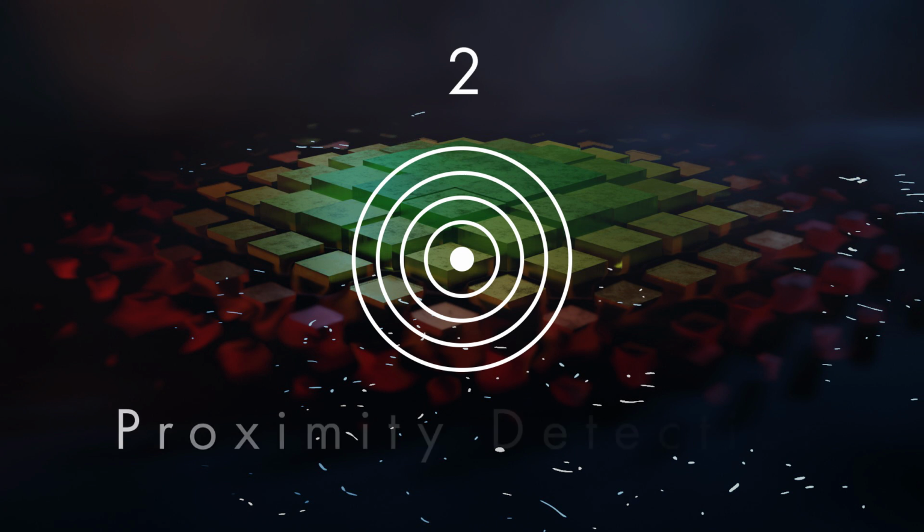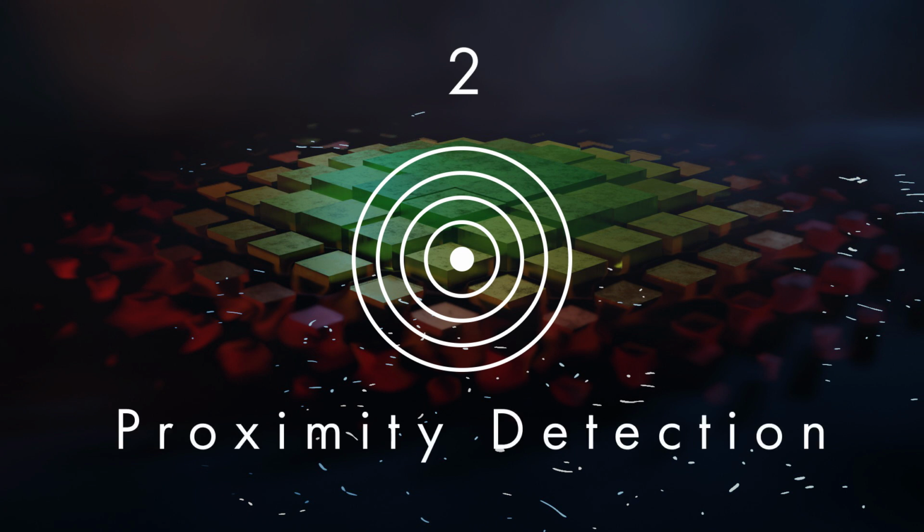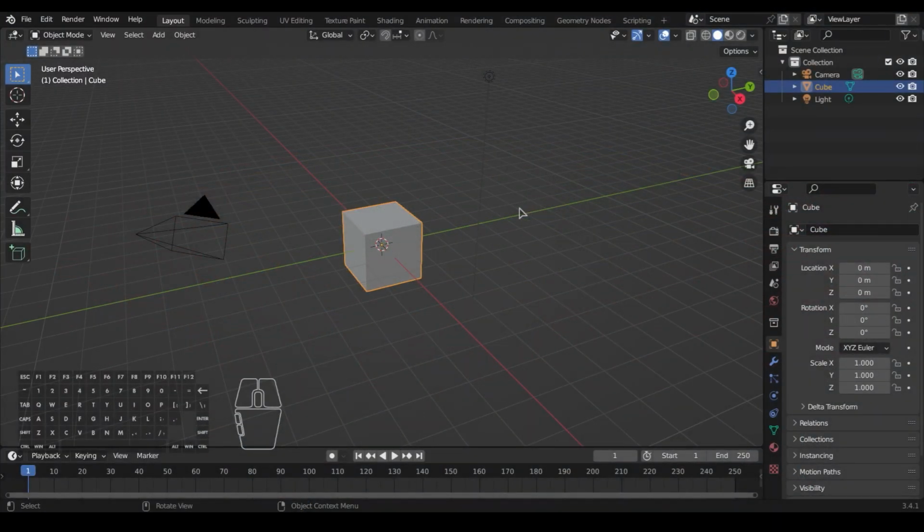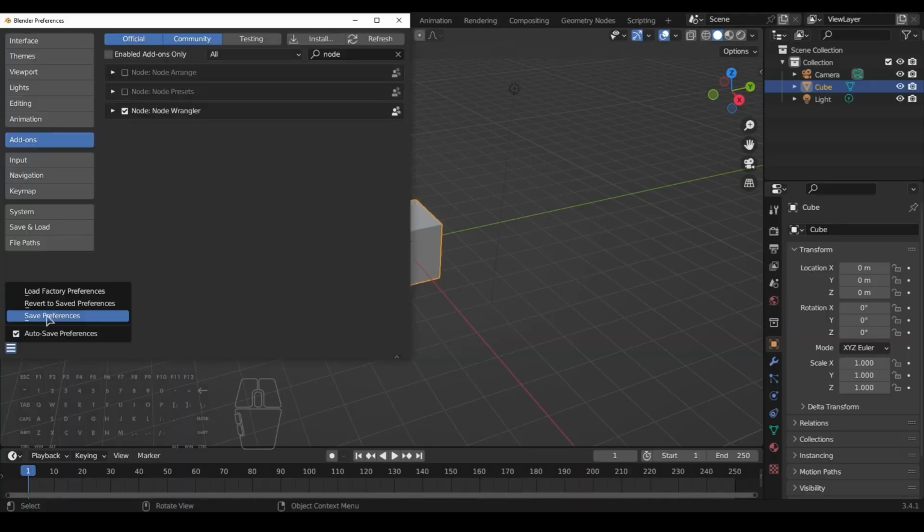In this video, we're going to be creating a system that affects our instances based on the proximity of another object. Let's jump right in. For this tutorial, we're going to use the point grid node group that we created in the previous tutorial. If you haven't checked it out yet, here's a quick summary of what we did.